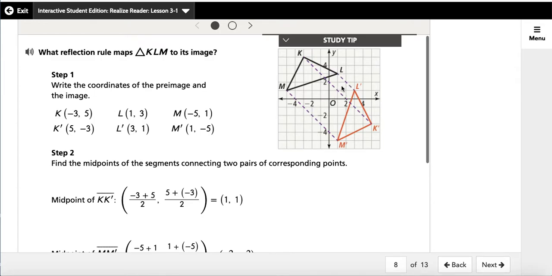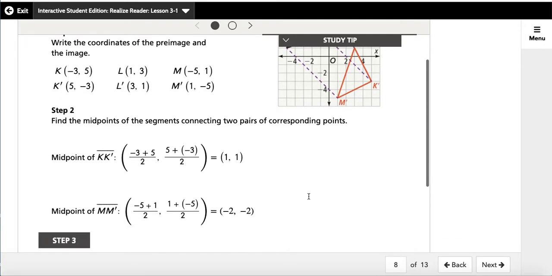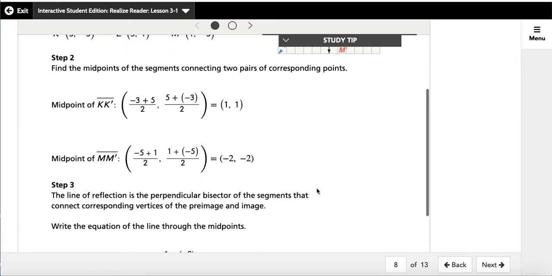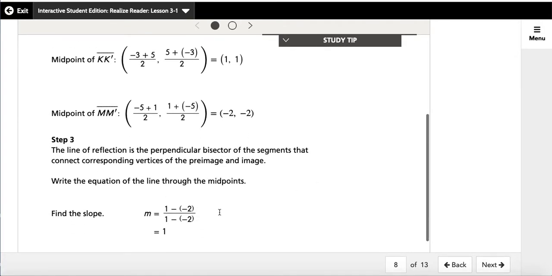Once you get 2 points, and remember these are 2 points that are on the line of reflection, and since we need to find the equation for the line of reflection, that's what we need to do next. We have 2 points, so we're going to find the slope between those 2 points. 1 minus negative 2 over 1 minus negative 2. Now it's kind of weird because they have the same coordinates, but remember it's y minus y over x minus x. They found the slope was 1.